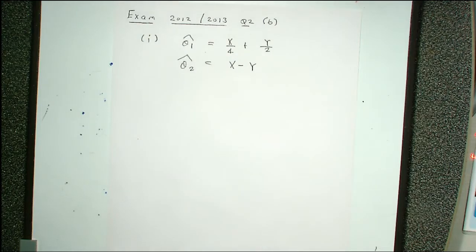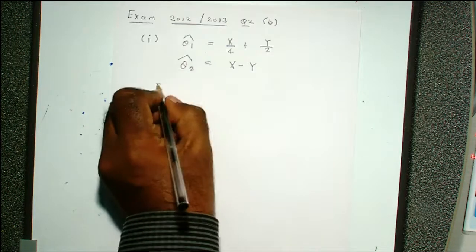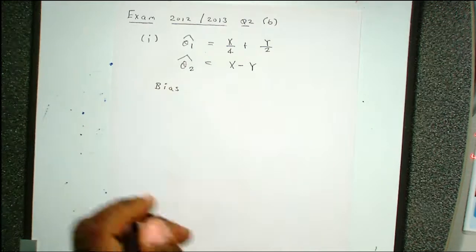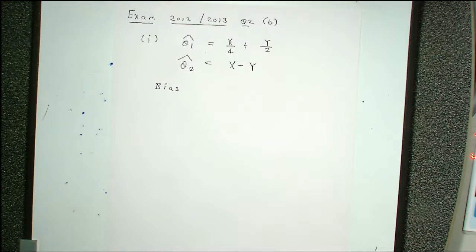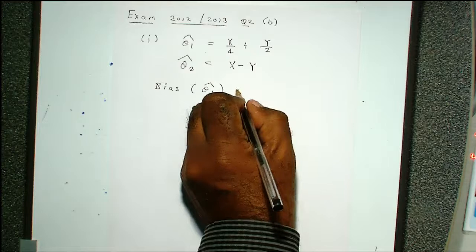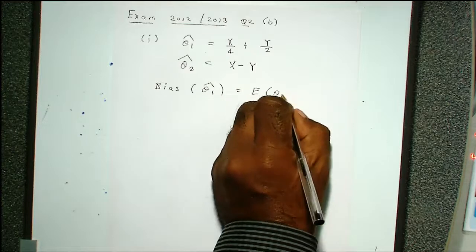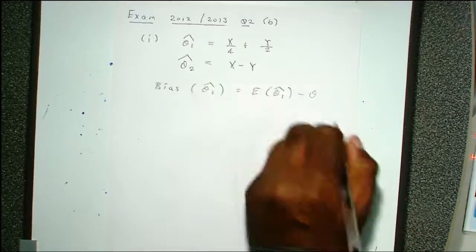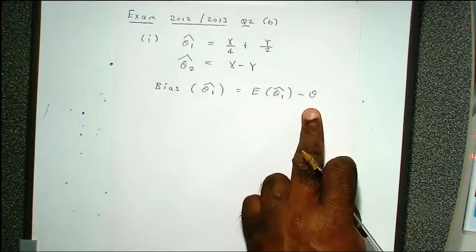So these are two possible estimators of theta, and the question is to find the bias and the MSE. These are questions we have already done in the past. To find the bias of theta 1 hat, all you have to do is just use the definition. This is the definition of bias.